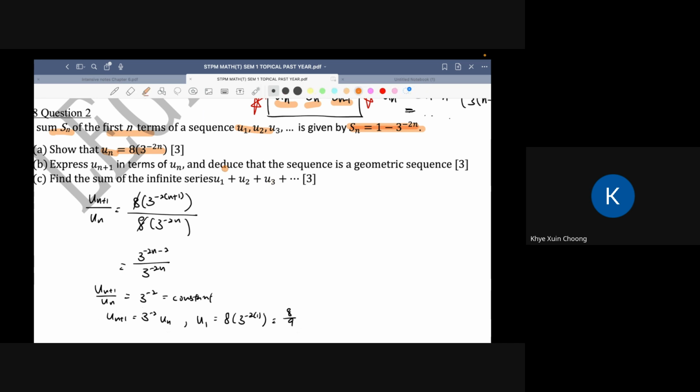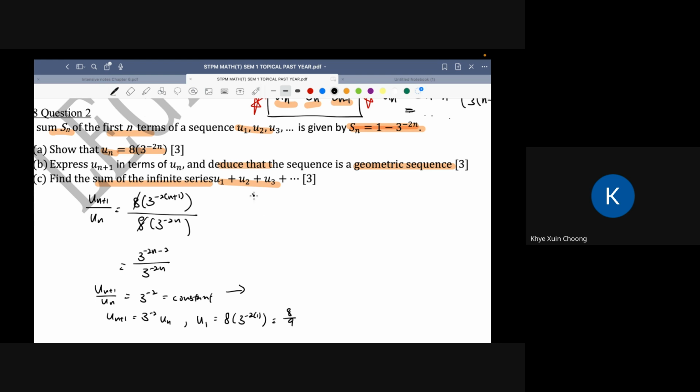Okay. So deduce that the sequence is a geometric sequence. So if you are able to find this, you show that this is a constant. Over here, you can deduce that it is a geometric sequence, right? Because the ratio of two terms is a constant. Okay. Find the sum to infinity of the series. So just now you showed that it is a geometric sequence, then if you sum it up, it is a geometric series. For a geometric series, we have one sum to infinity formula, right? So over here, you just directly apply the sum to infinity formula, okay?